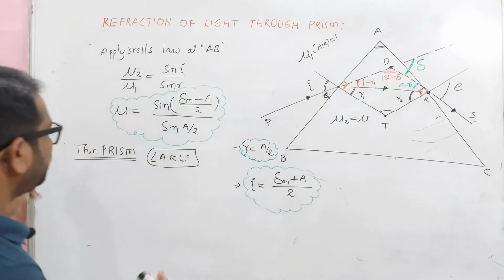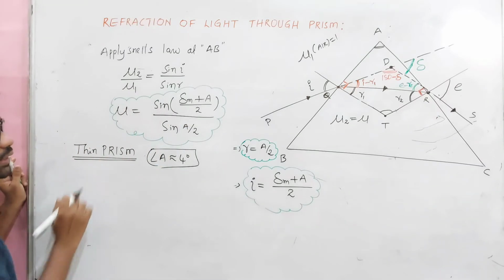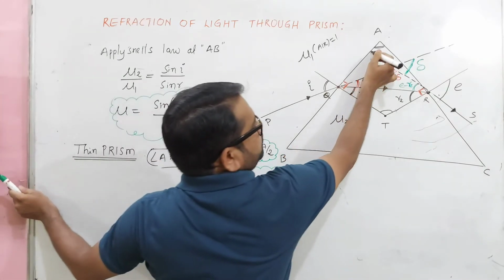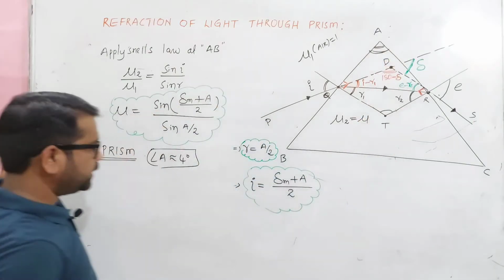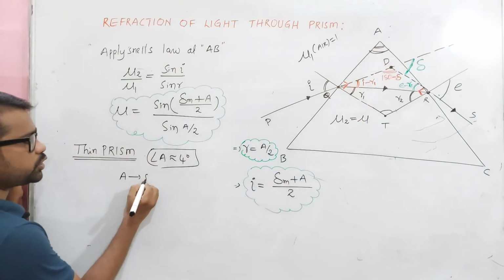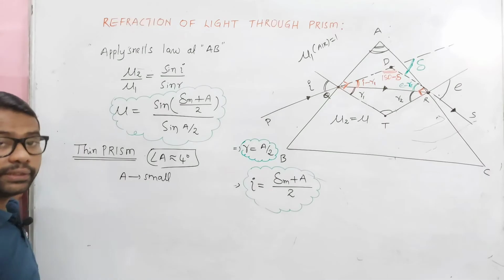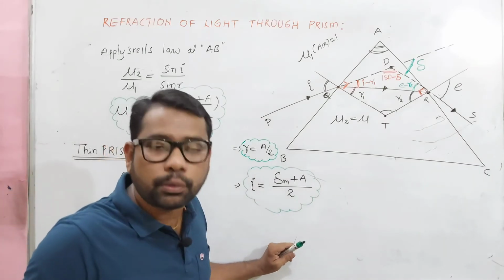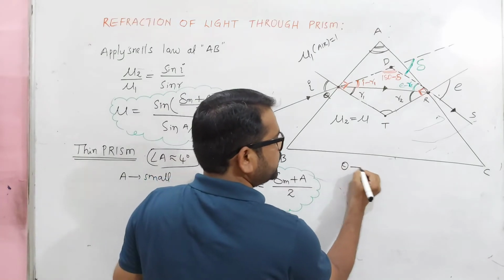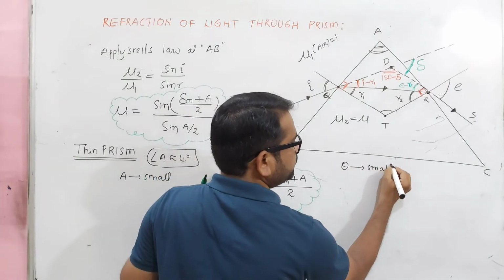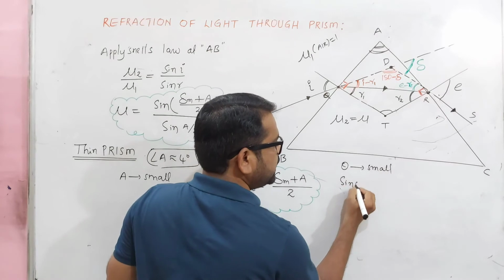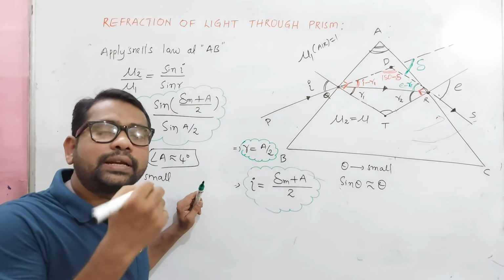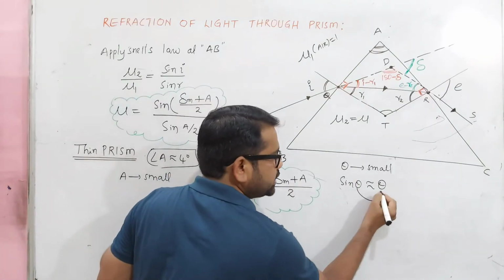Look here, dear children. For a very thin prism, this angle A will be very small. Then a very important thing from trigonometry: if theta is very small, then sin theta can be considered as theta only. If theta is small, sin theta is negligibly different, so directly we can take sin theta as theta only.